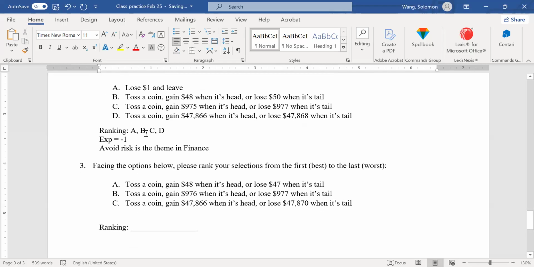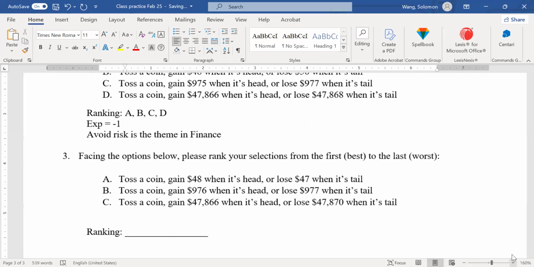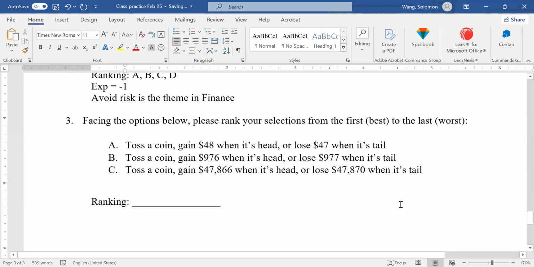All right, now let's look at the last one. This time I want to do another round of survey just to look at this question, and I want you guys to select as best as you can. So which one should be your best? All three of them are gambling. So which one should be your best? Just take a look at it.